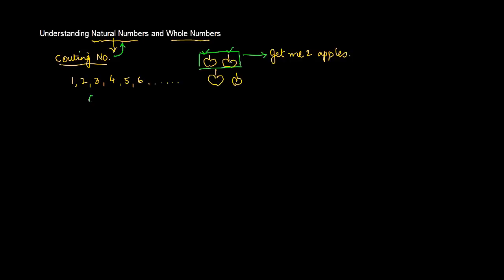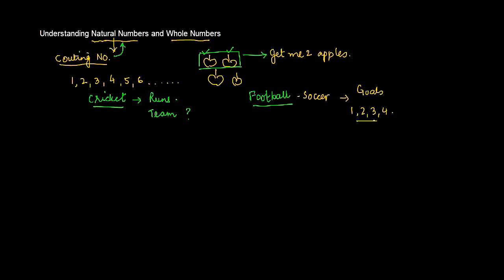We all are fond of cricket, or football. In cricket, you count how many runs a particular batsman or a team has scored. You say 1, 2, 3, 4, and you keep on counting until you reach the total number. Similarly, in football, let's say soccer, you count how many goals a particular team scored: 1, 2, 3, 4. So in all these cases, what you are doing is counting, and the counting has to be done by using the counting number, also known as the natural number.